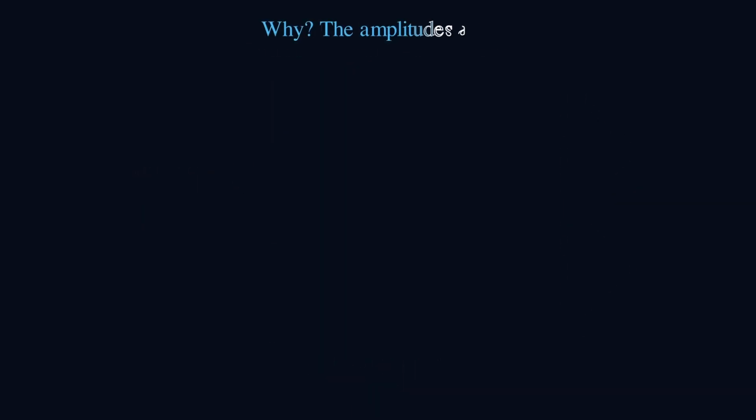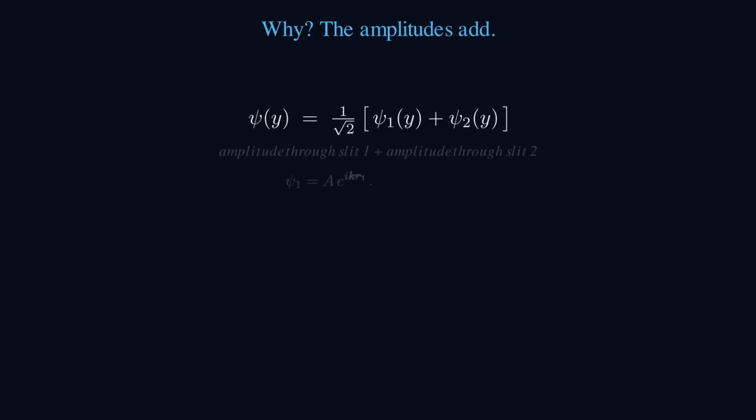So why do fringes appear at all? Because, when both slits are open and unobserved, the amplitudes add before we square them. Take the wave from each slit as a complex plane wave. Psi1 equals a times e to the i k r1, and psi2 equals a times e to the i k r2, where r1 and r2 are the path lengths. Now compute the modulus of the sum, squared. You get three terms. The modulus of psi1 squared, plus the modulus of psi2 squared, plus an extra cross term, 2 times the real part of psi1 star times psi2.